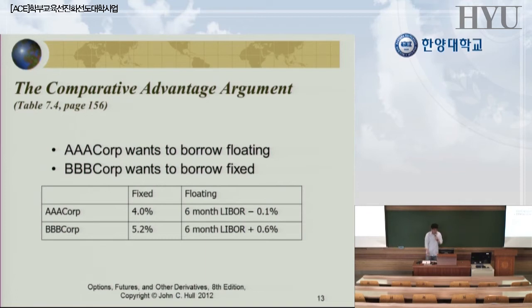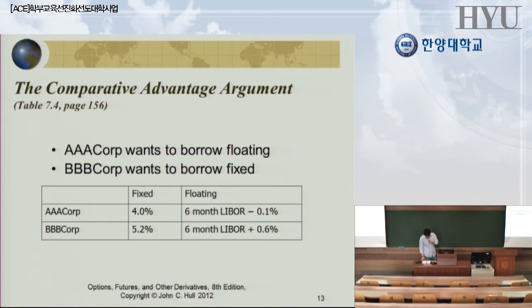And if you look at this table, if the AAA corporation were to borrow a fixed rate, they would be borrowing at a 4% fixed rate. For the BBB Corp, 5.2%. On the other hand, for the floating rate, AAA would be borrowing this amount and triple B this amount. And if you look at this table, you can clearly see that the AAA corporation has an advantage compared to the triple B corporation because they would be paying a smaller amount of fixed rate and floating rate.